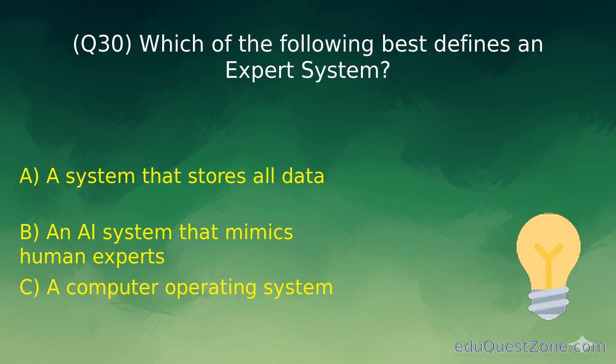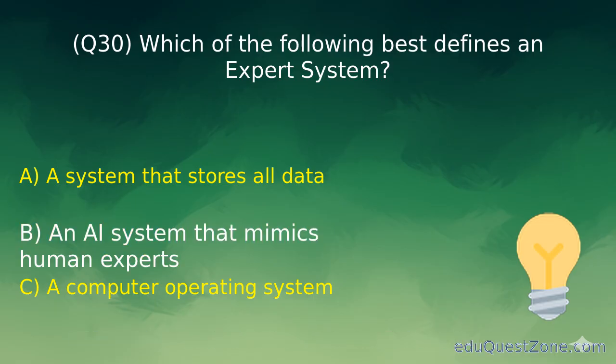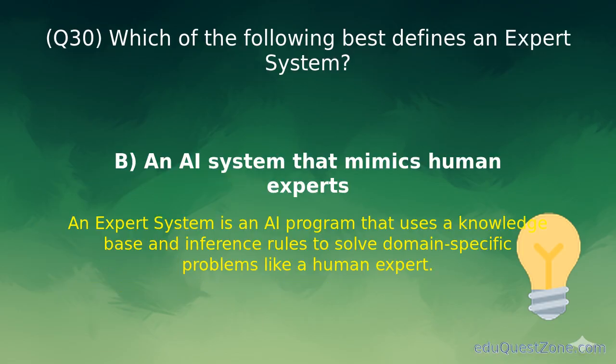Question 30. Which of the following best defines an expert system? Option B. An AI system that mimics human experts. An expert system is a computer program that makes decisions like a human expert using knowledge rules.